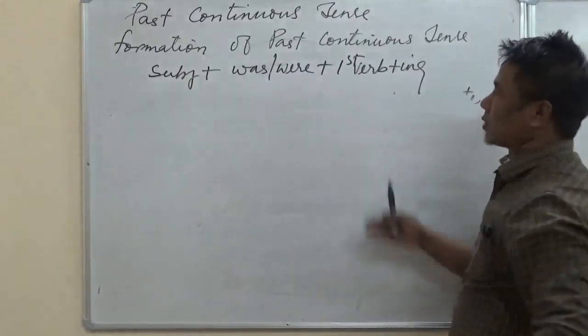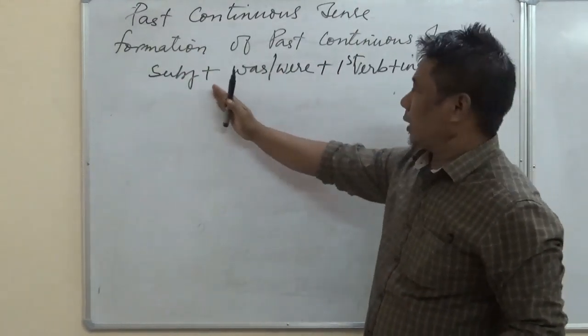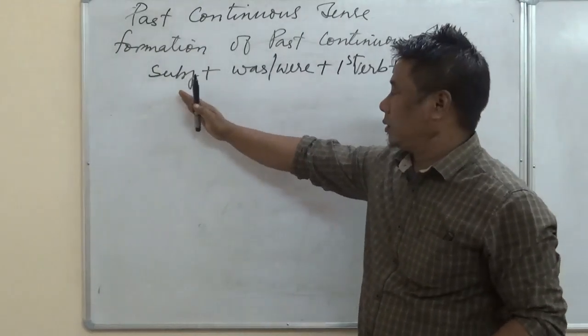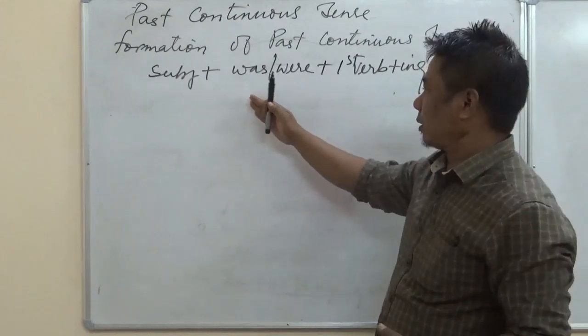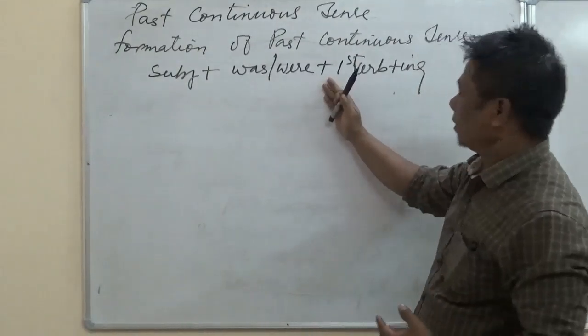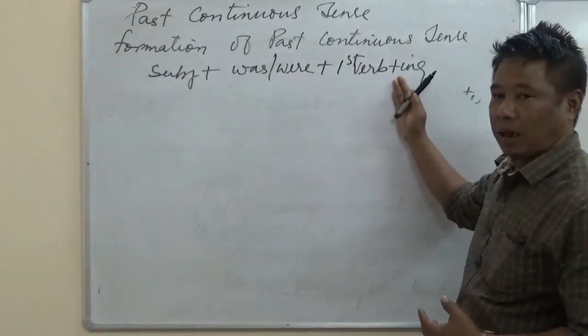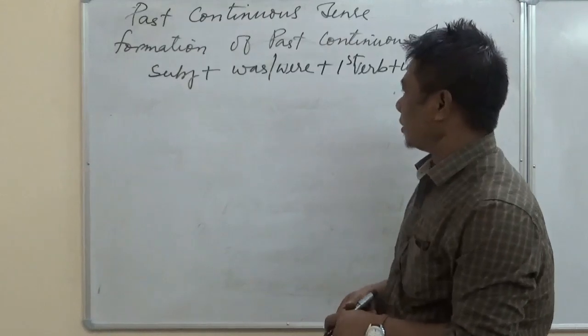Formation of the past continuous tense, as we have written here. The sentence has a subject. After the subject, since it is past tense, it has to be was or were, then you take the first verb and add ing at the end. Those kinds of sentences will be past continuous tense.